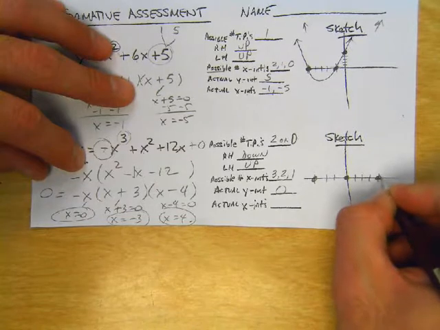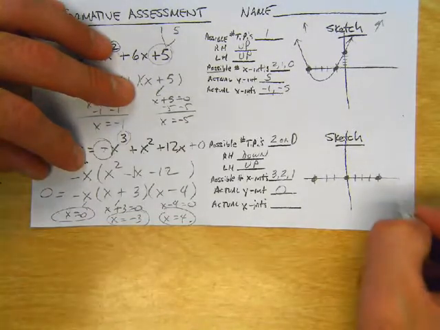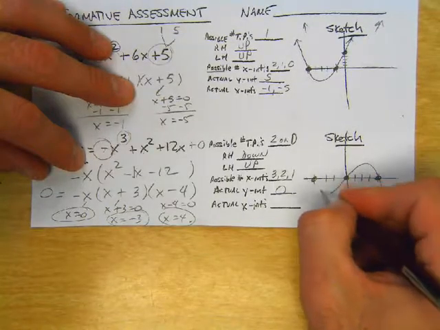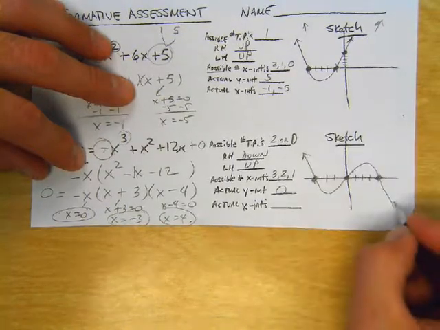And we know the right hand is down, so it must look something like that. There's a possible sketch.